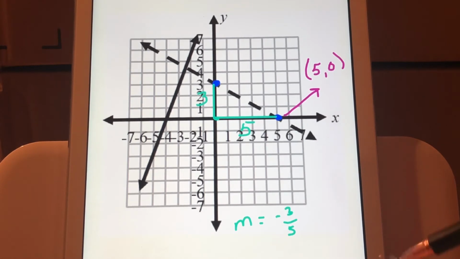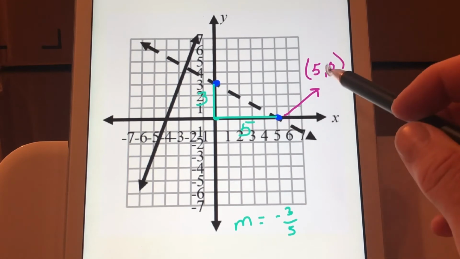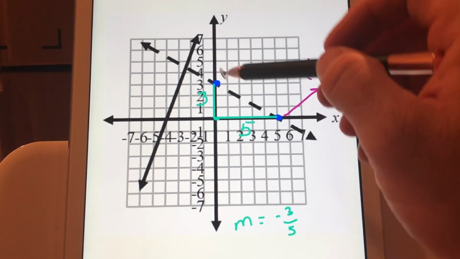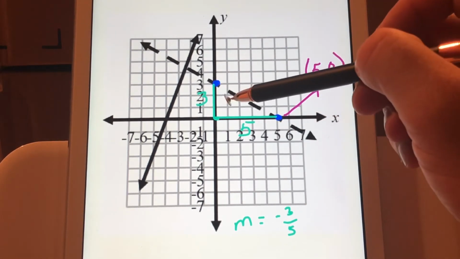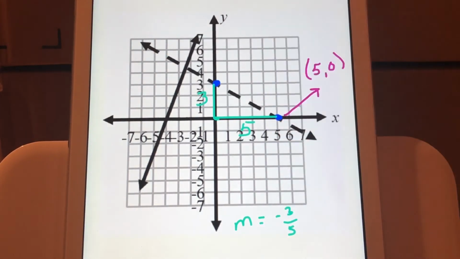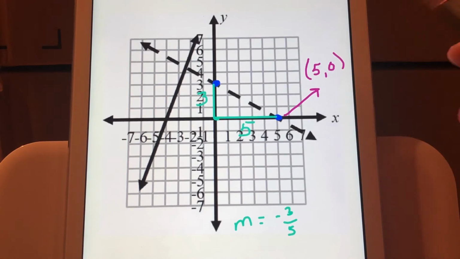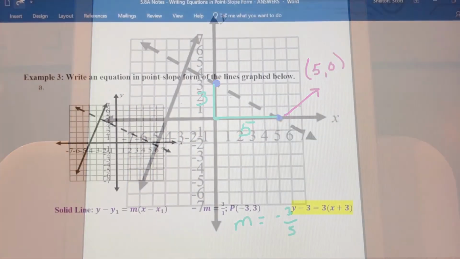Okay, for the purposes of this equation in point slope form, I've decided to use the x-intercept here, 5, 0. You could use the y-intercept at 0, 3. You could also use this point right here if you wanted to at negative 5, 6, would also work, okay, based on what we see here. Remember, with point slope form, there are multiple correct answers. But again, for the purposes of this video, I'm going to use the point 5, 0 to write my equation. Okay, let's go back to the document.